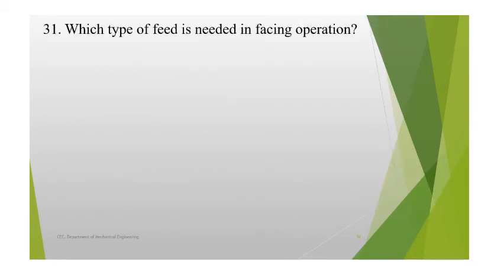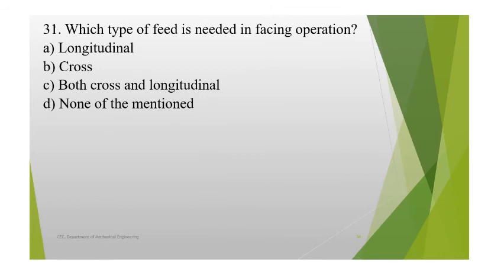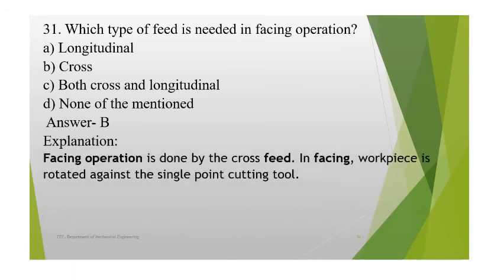Next, question number 31. Which type of feed is needed in a facing operation? Longitudinal, cross, both cross and longitudinal, or none of the mentioned. The answer is B, cross feed. The tool moves perpendicular to the axis of the workpiece. This is the facing operation done in a lathe machine.